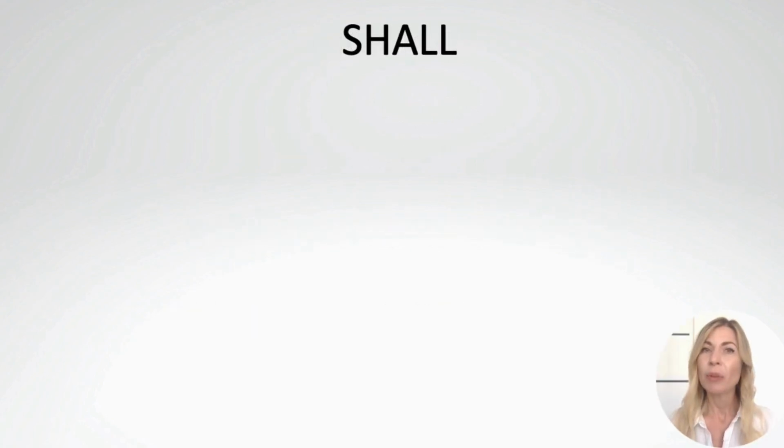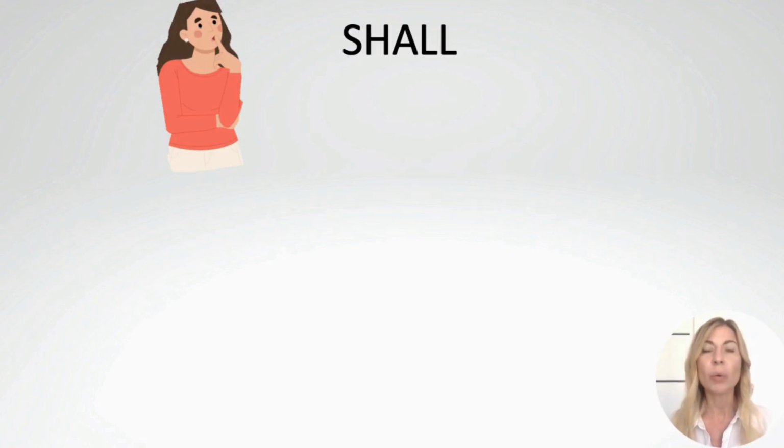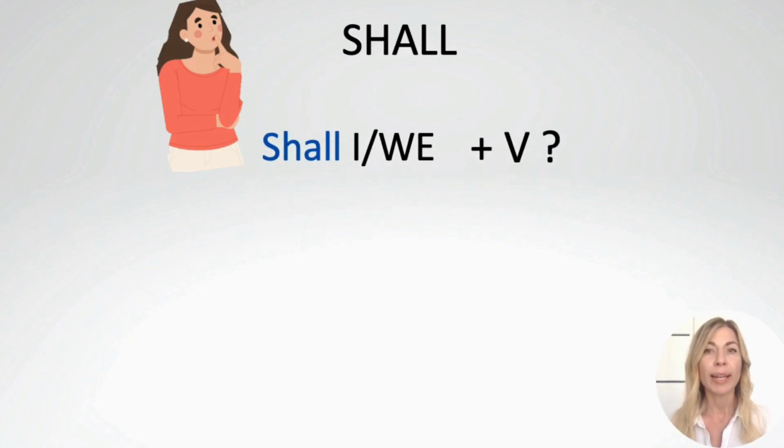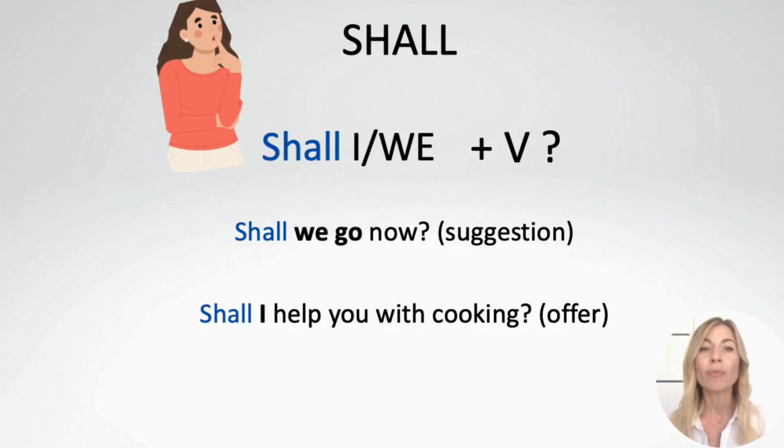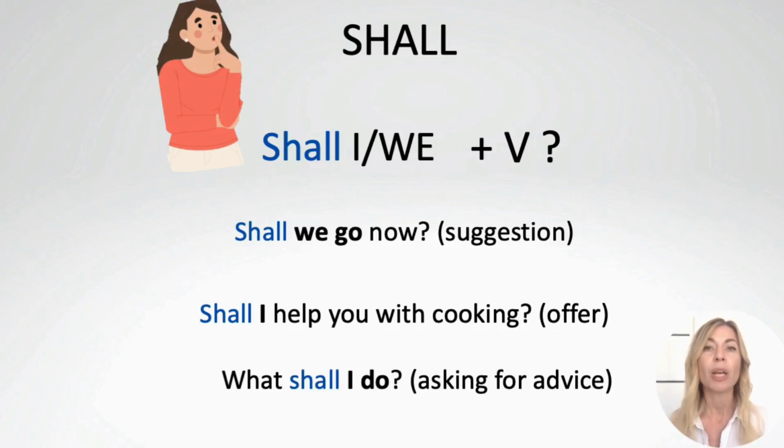Now, how about shall? You've probably heard this word in conversations, so when to use it? We use shall mostly in questions when we suggest something, offer some help, or maybe ask for advice. We use shall with I and we. For example, shall we go now? It's a suggestion. We're suggesting going out, right? Shall I help you with cooking? I'm offering help here. What shall I do? In this example, I'm asking for advice.